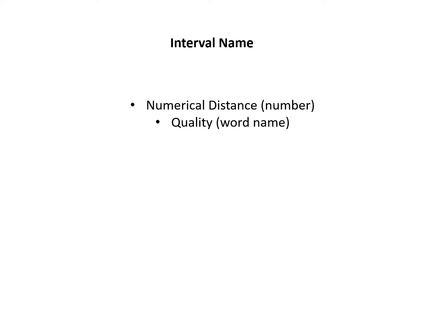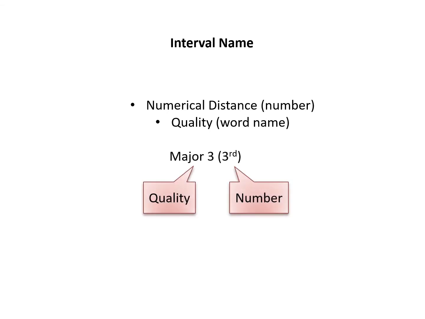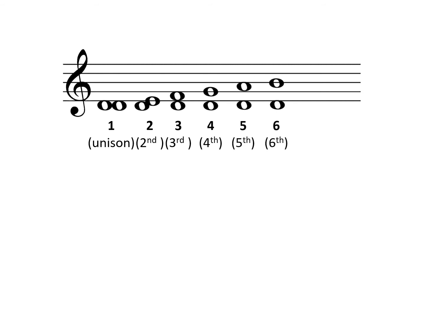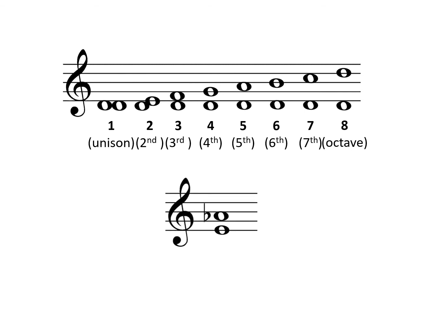As you will remember, an interval name has two parts: a numerical distance, the number, and a quality, a word name. An example would be major third. The number is the distance on the staff between the two interval notes. To find the number, count the staff lines and spaces between the two notes, including both interval notes. The number for this interval is 4.